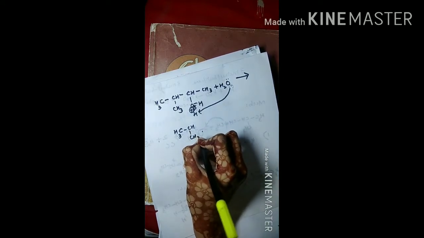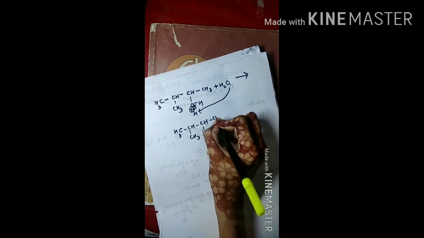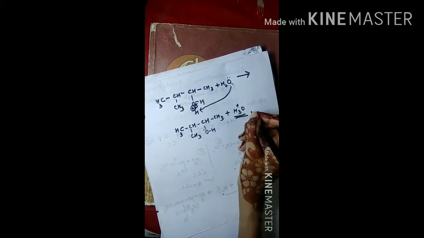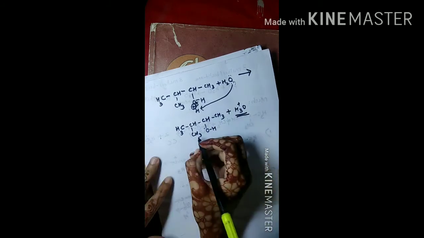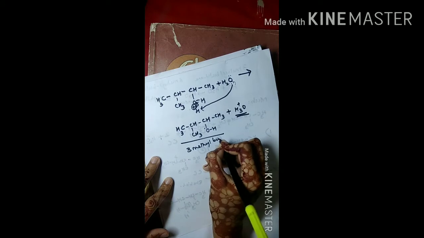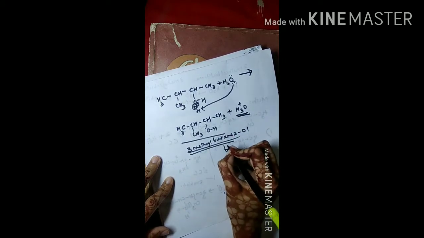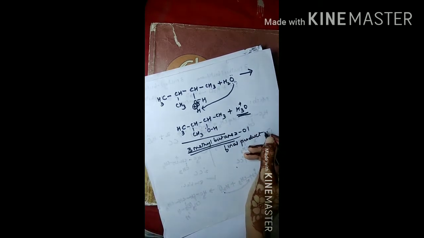So here I'm writing our final product. As you can see, the alcohol is formed as a product, and the protonium ion we got is a byproduct, which is ready for further reaction. So here we got 3-methylbutan-2-ol, which is our option A. This is what we got as the final product.